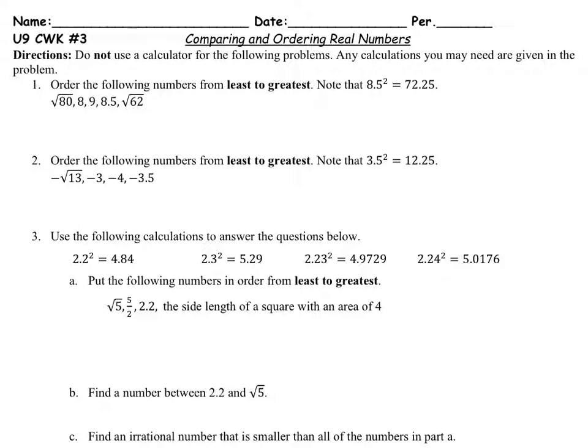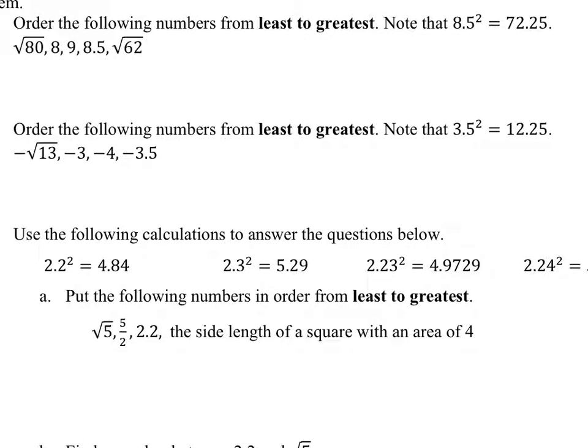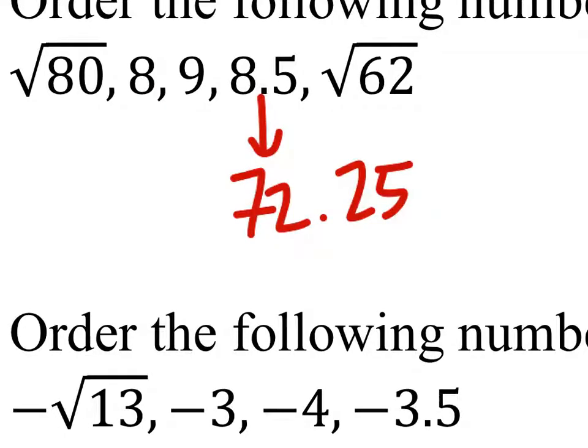Any calculations you may need are given in the problems. For example, order the following numbers from least to greatest. We can take all of these four numbers, and it tells us right there at the top that 8.5 squared is actually 72.25. The reason I squared that is because if I square everything, then I can compare their squares and determine which one is bigger based on the squares.